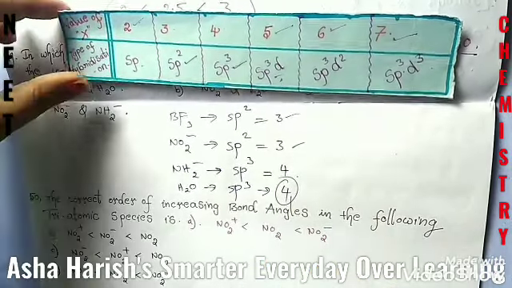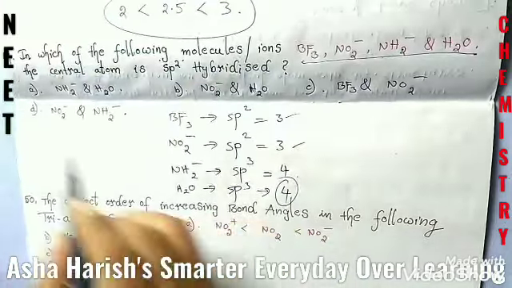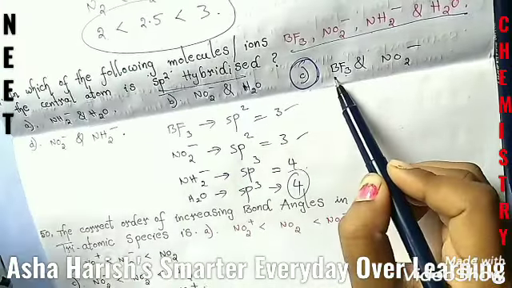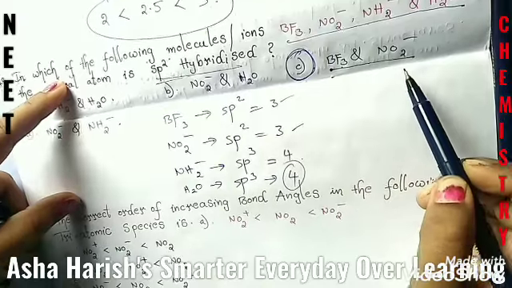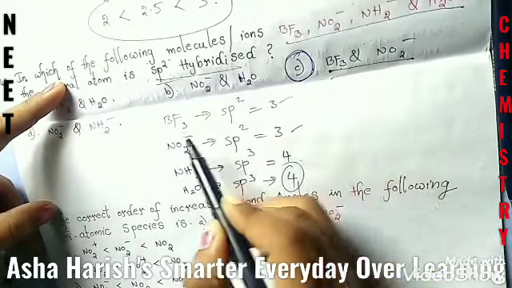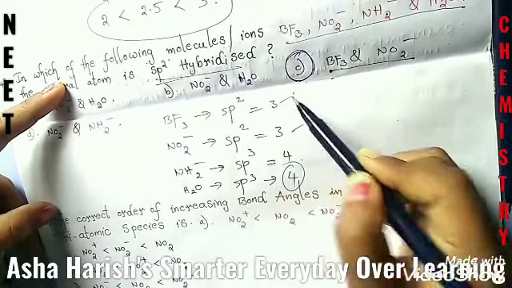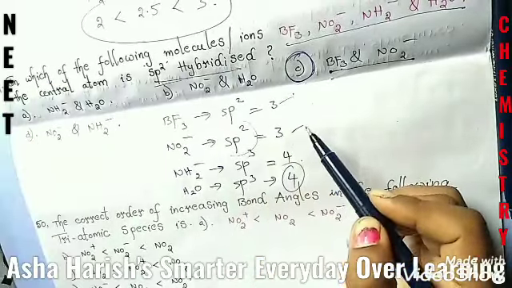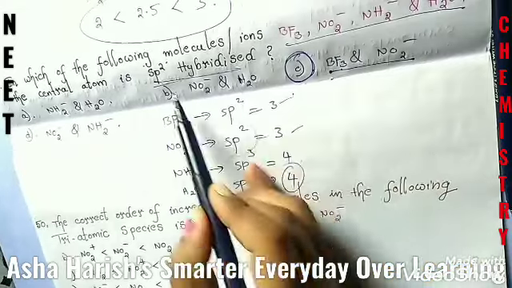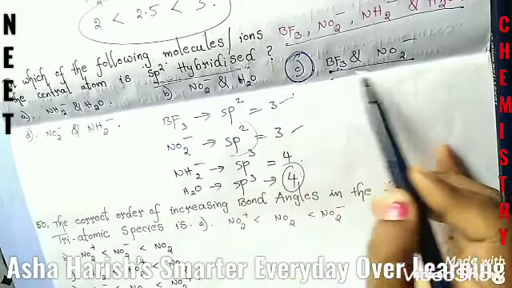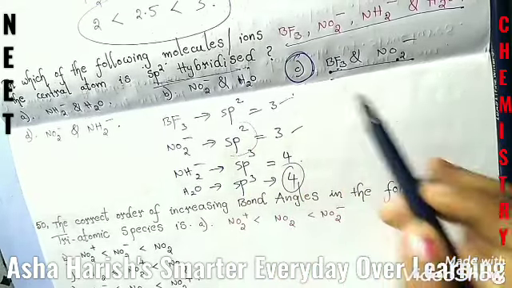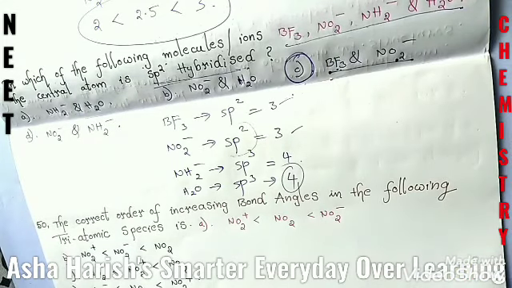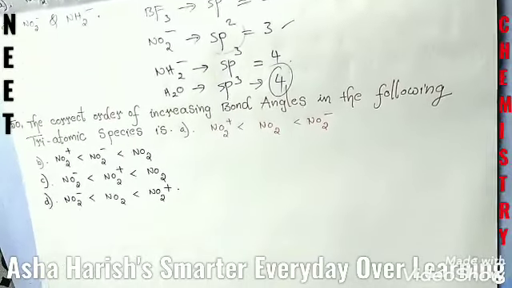And students, let's see the options we have. Option C, BF3 and NO2 minus. For BF3 we have sp2 and for NO2 minus the hybridization is the same, sp2. The central atoms having sp2 hybridization are BF3 and NO2 minus. This is the correct answer for question 49. And let's go for the next one, the last question of today's session.